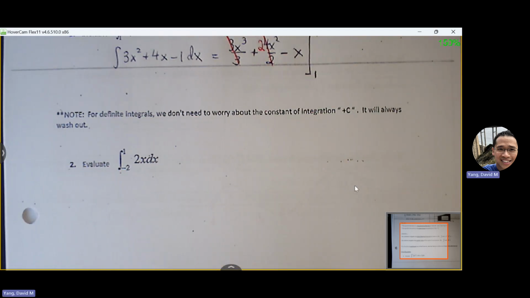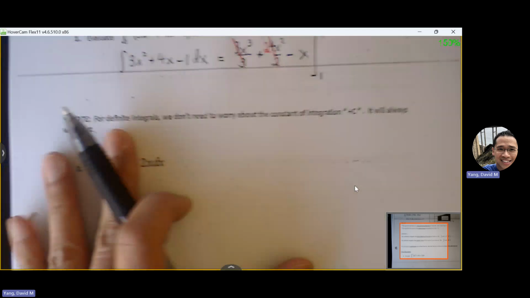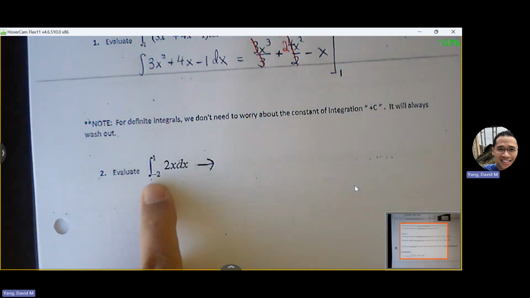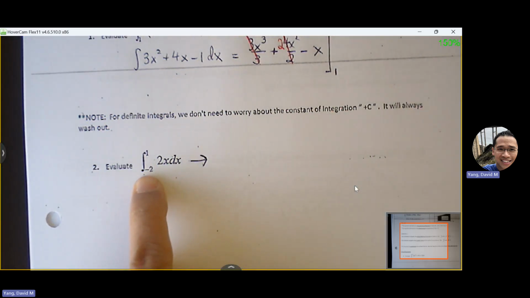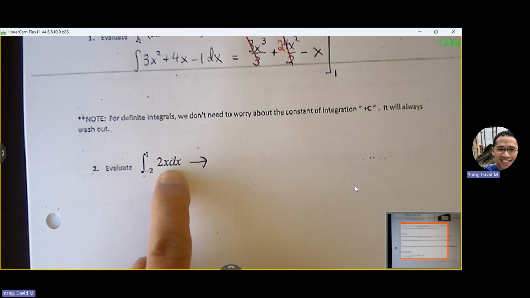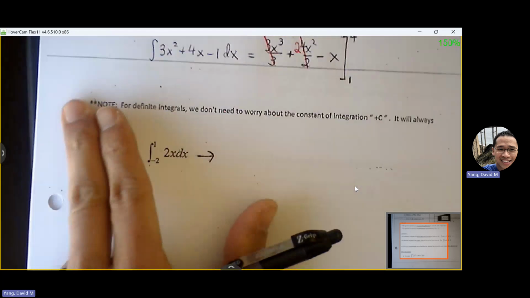Evaluate the definite integral from -2 to 1 of 2x dx. Remember, the bounds are always the last thing that you do. You're going to ignore the bounds and take care of the antiderivative. Like I said, if you don't see the bounds, save the bounds for the very last step. Okay, so this is a good candidate for power rule.